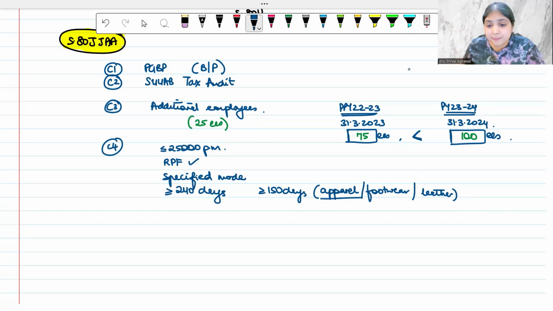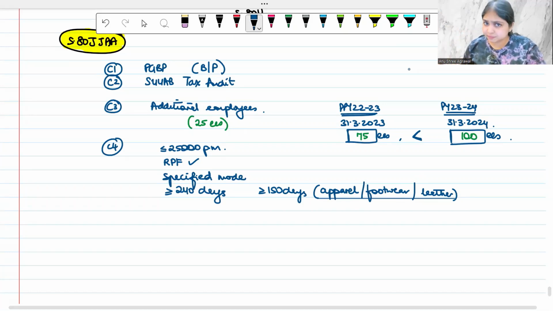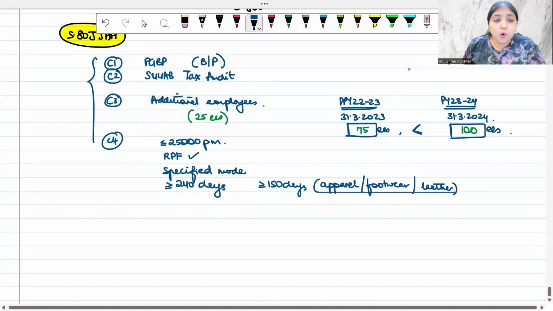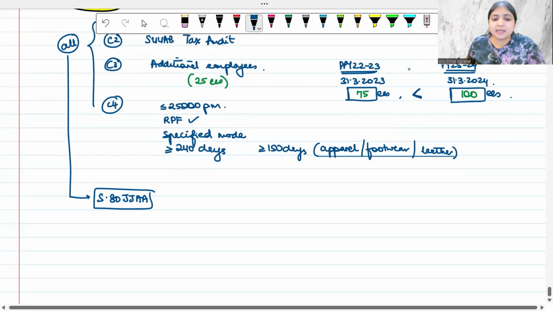If, however, it is the apparel sector, which is nothing but your ready-made clothes sector or footwear sector or leather sector, here 150 days itself is enough. So if all these conditions are fulfilled, then in that case, we will be eligible for 80JJAA deduction. Now, what is this 80JJAA deduction?